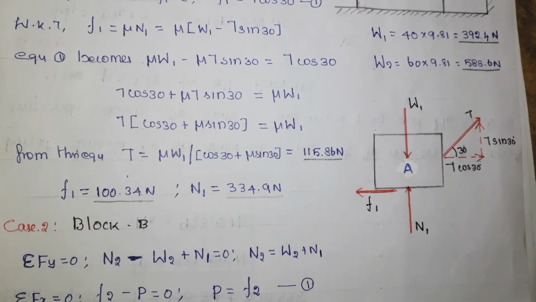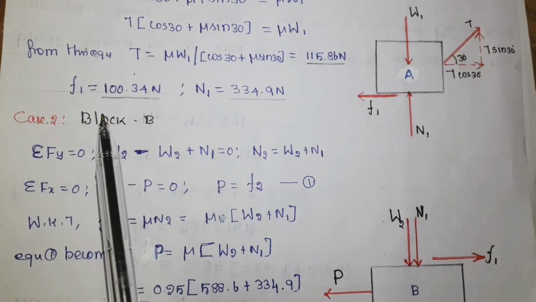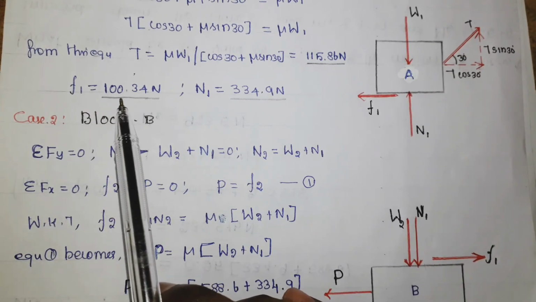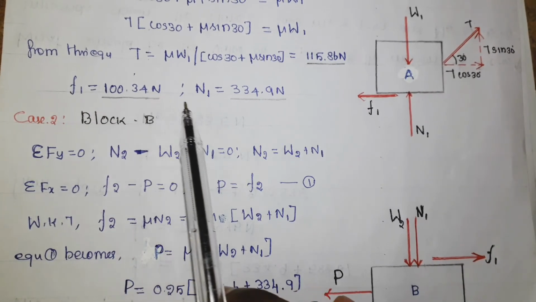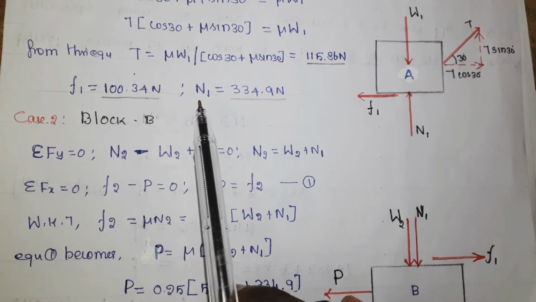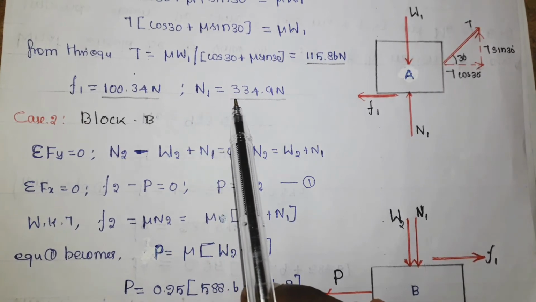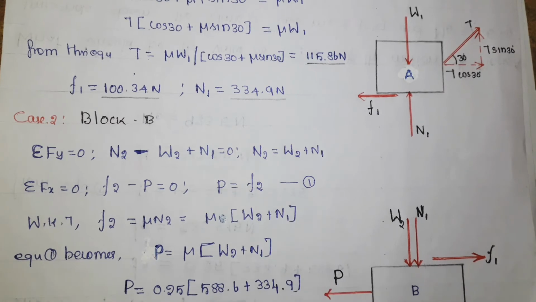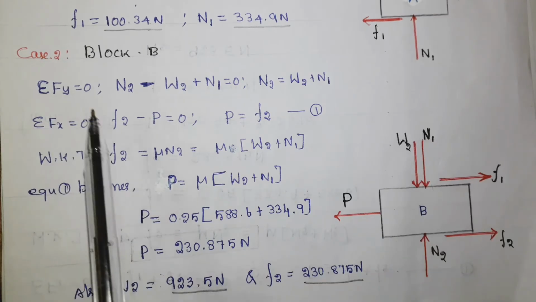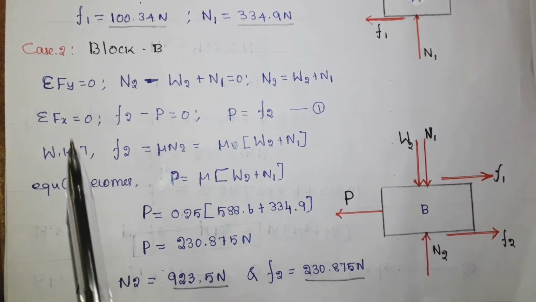You will get finally T as 115.86 Newton. Now using equation 1, you can get the answer for the friction, which is nothing but 100.34 Newton, and the corresponding reaction N1 equal to 334.9 Newton. Now consider the second case, block B.